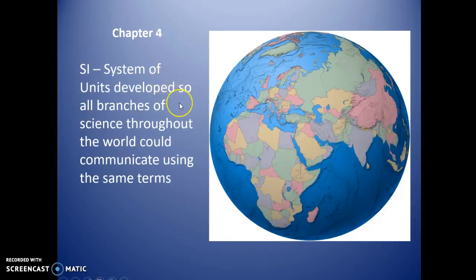SI is a system of units developed so that all branches of science throughout the world could communicate using the same terms. So it's kind of a one and all-encompassing system of units, similar to the metric system that the States unfortunately does not use still. But for the rest of the world, the SI unit is pretty standardized throughout. So you can compare these different dosages based on where people are living and the amount of exposure that you're getting. The States has adopted the system of units a little bit more lately.